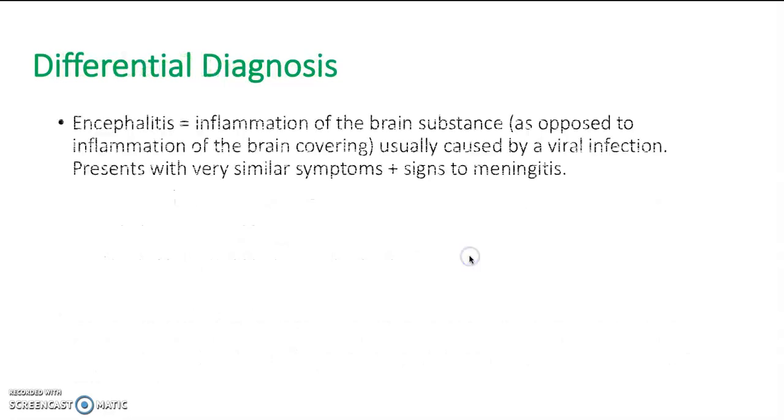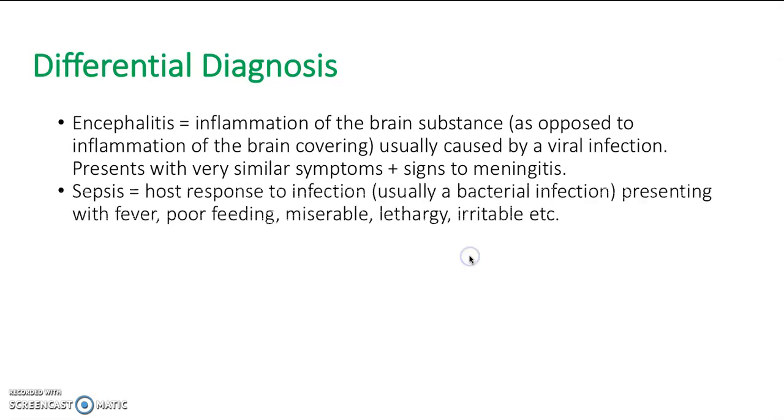The most important differentials to rule out when diagnosing meningitis are encephalitis, which is inflammation of the brain itself but presents very similar to meningitis, and also sepsis, because this could be down to a different infection and not meningococcal septicemia. And then here is a list of some other conditions that may also present in a similar way, so should also be ruled out.